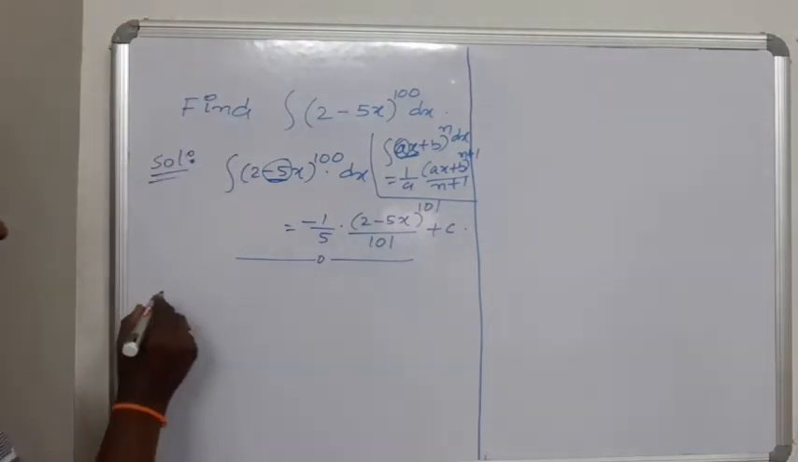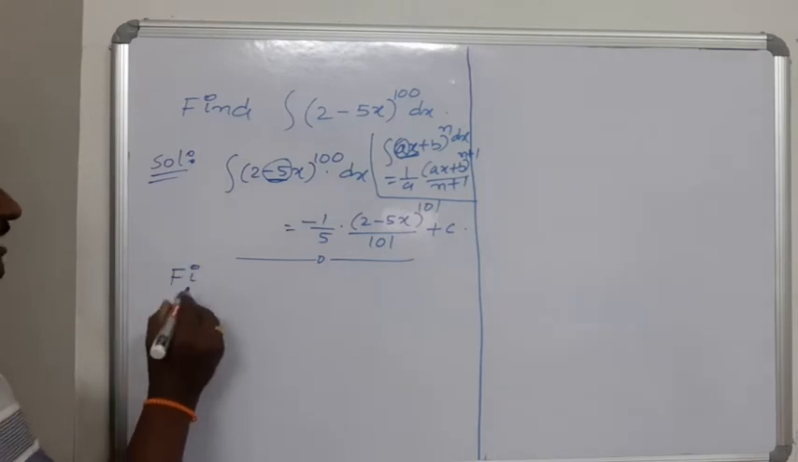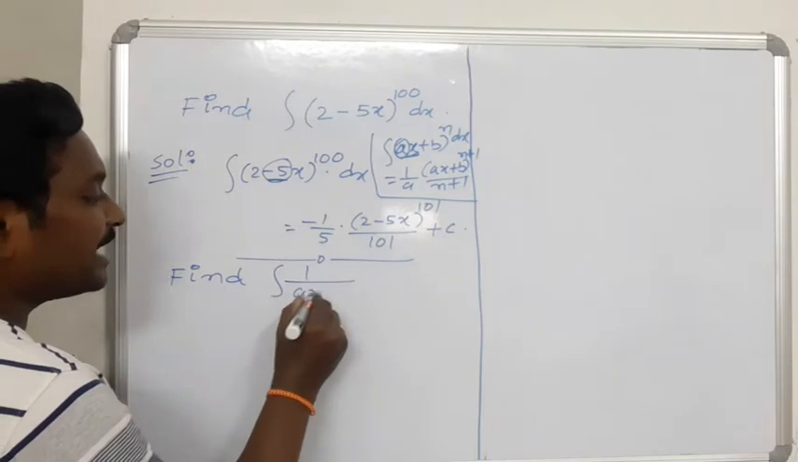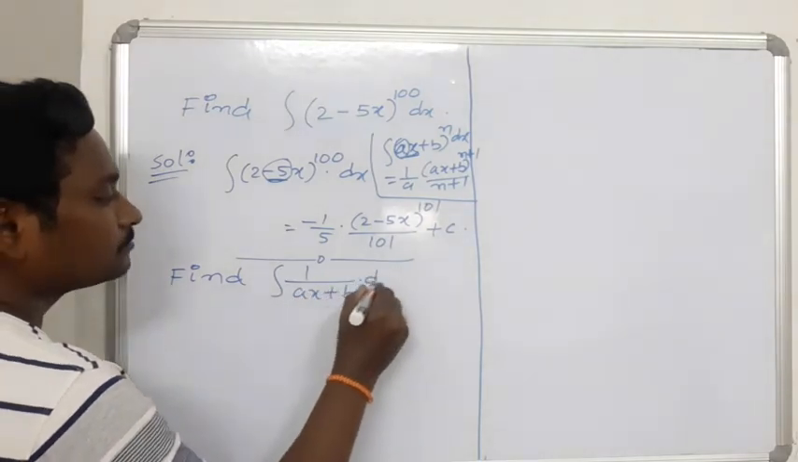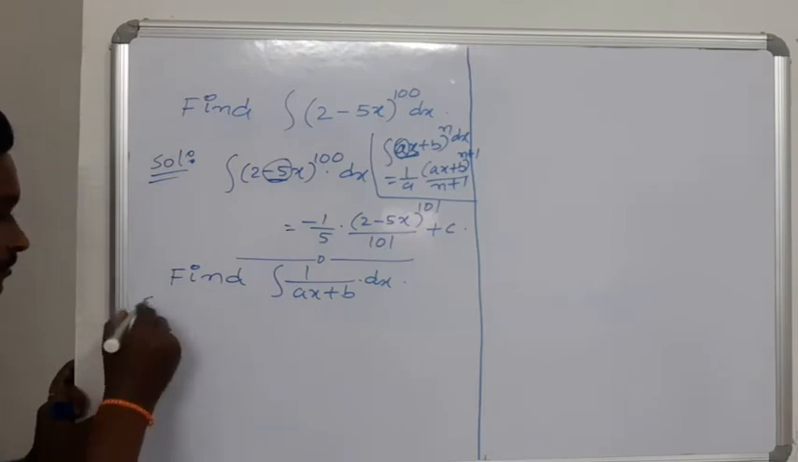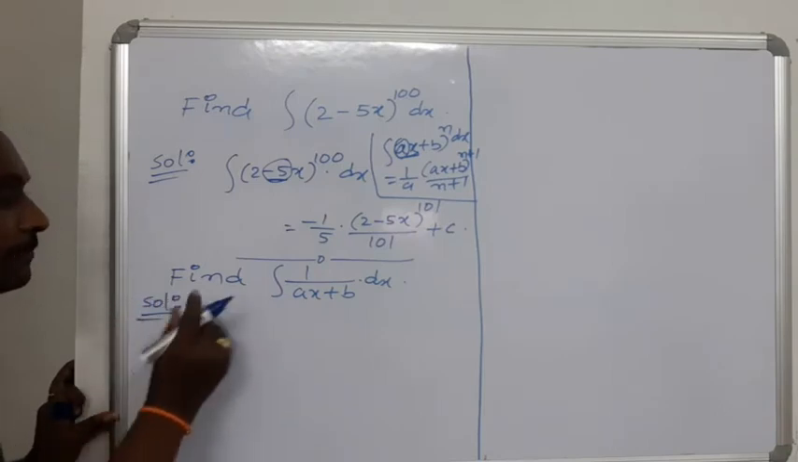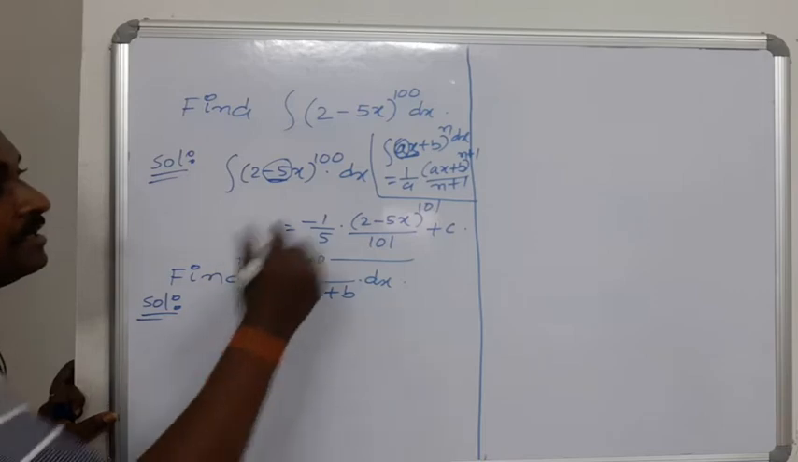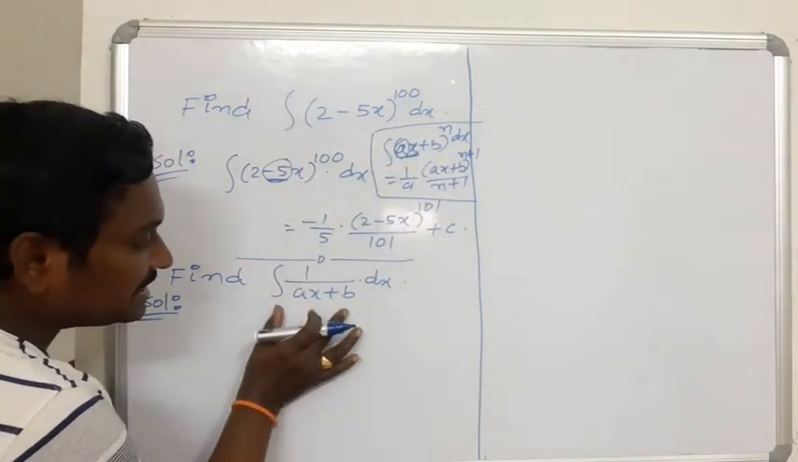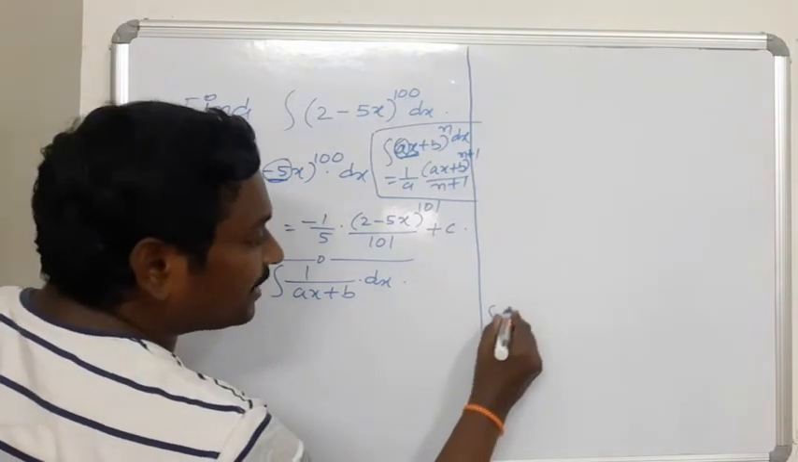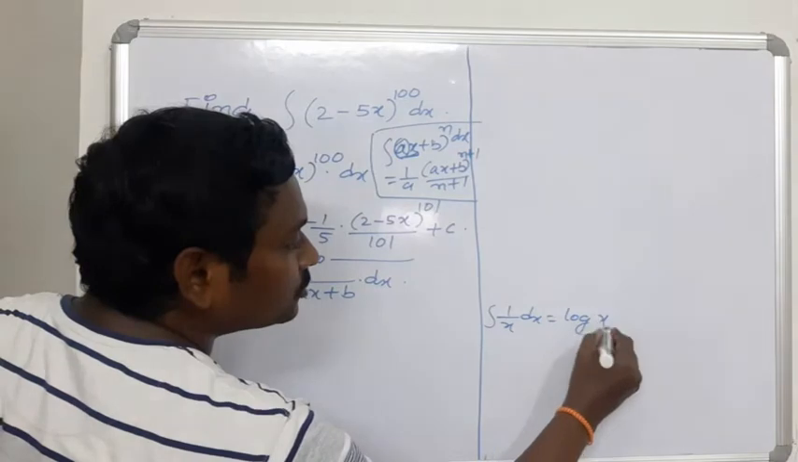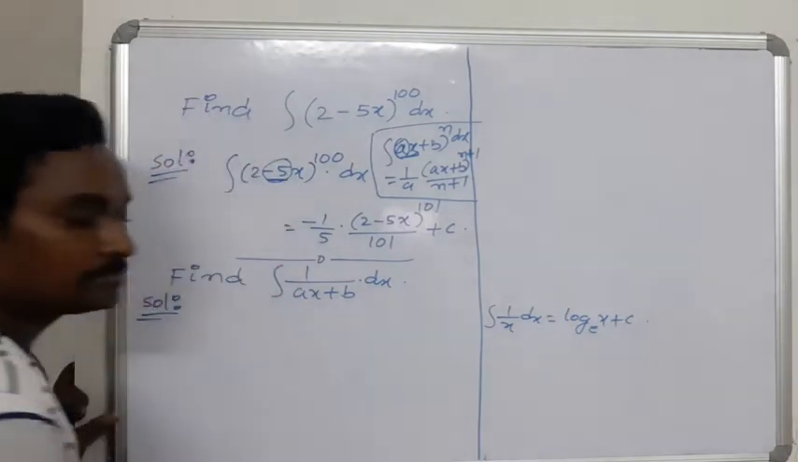Now next one. Find the integration of 1 by ax plus b into dx. This is also an important formula like this formula. We are observing that clearly this is in the form of 1 by x. What is the integration of 1 by x? Log x to the base e plus c.